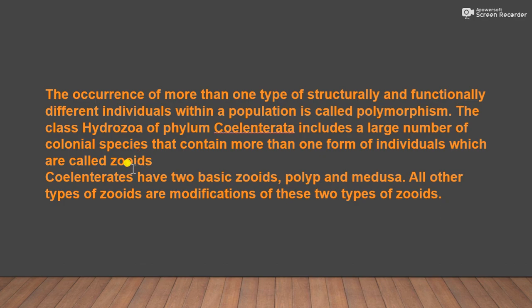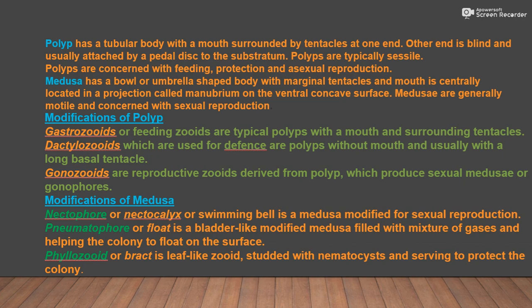Coelenterates have two basic zooids. Which ones? Polyps and medusa. All other types of zooids are modifications of these two types of zooid, that is, polyps and medusa. So I will tell you about these two zooids, polyps and medusa.